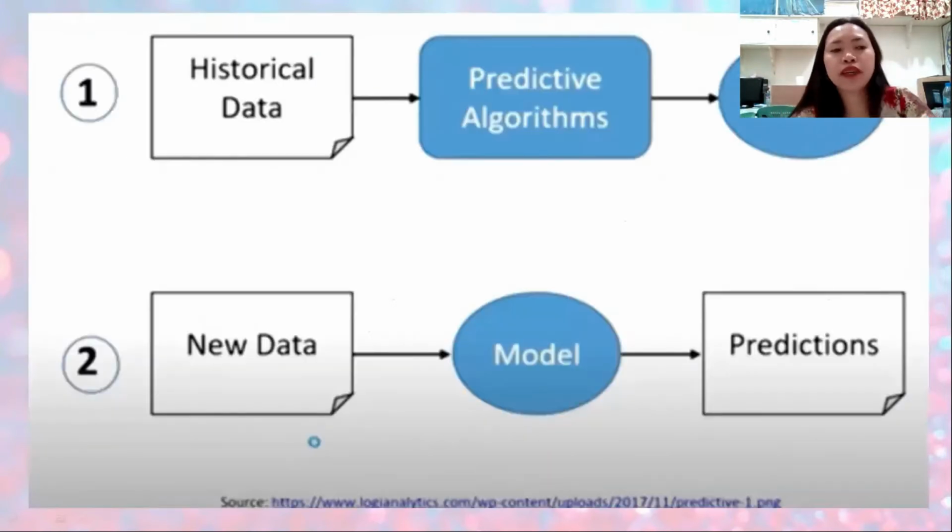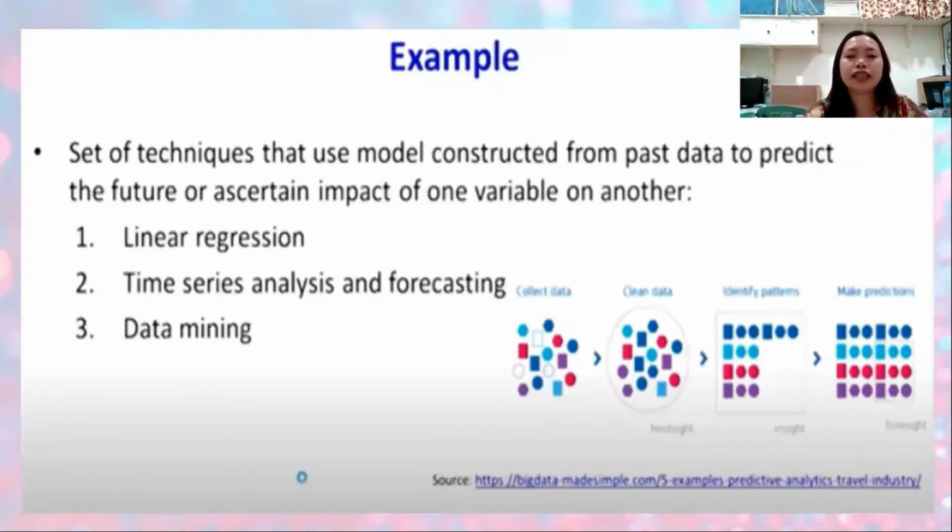Now we have here the framework. When you look at this slide, you'll see that with the help of historical data, by using different algorithms, we can come up with a model. Once the model is developed, we can get some predictions about future events. Let us have an example. We have here the set of techniques that use a model constructed from past data to predict the future or a certain impact of one variable on another. So we have linear regression, time series analysis and forecasting, and data mining. These are the techniques for predictive analytics.